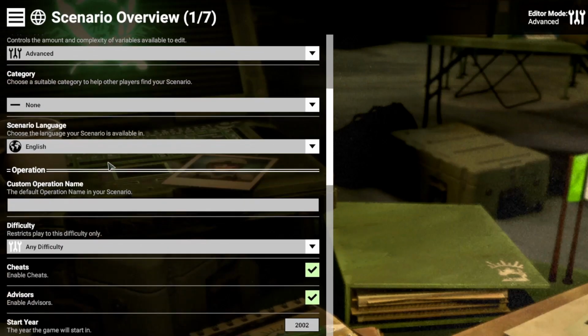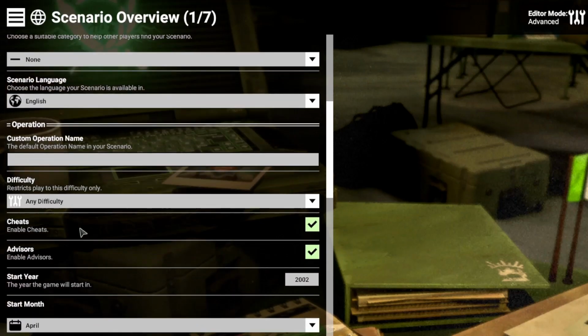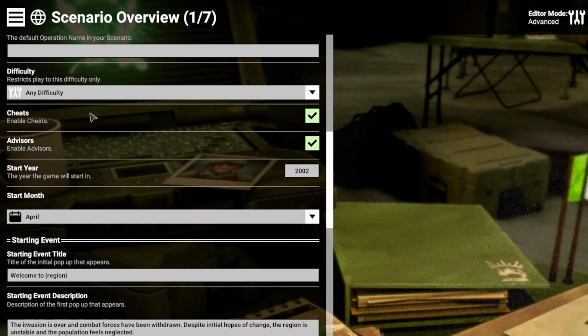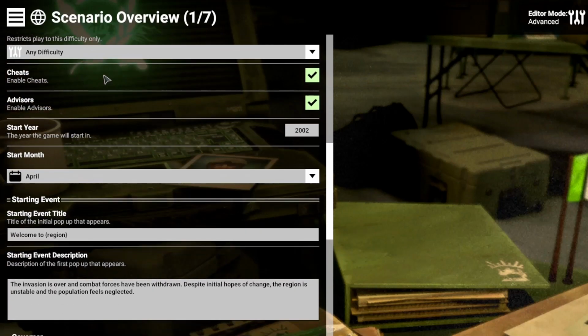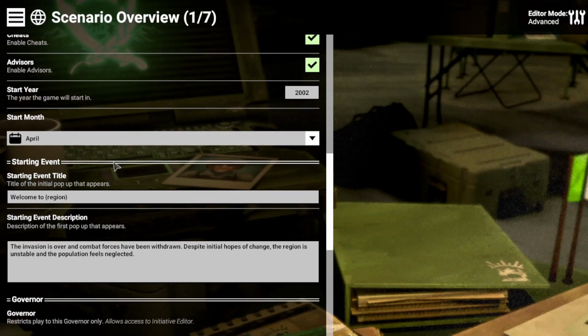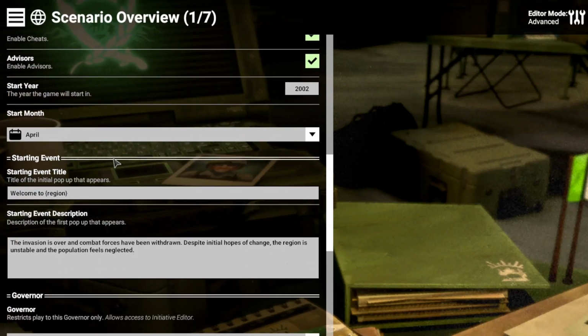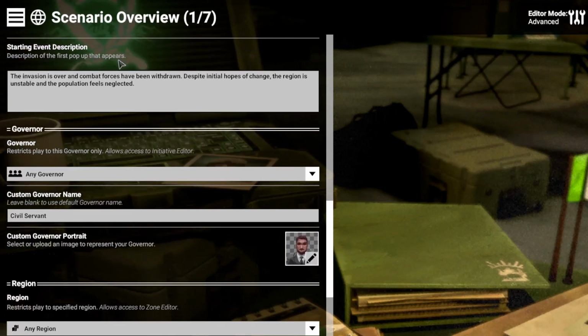The difficulty, cheats, various, start year, start month, self-explanatory. Starting event title, description is self-explanatory. The governor.